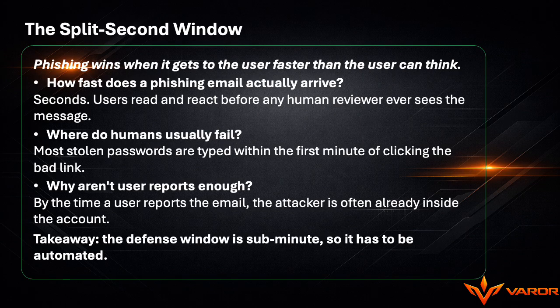The split-second window. Phishing wins when it gets to the user faster than the user can think. How fast does a phishing email actually arrive? Seconds. Users read and react before any human reviewer ever sees the message. Where do humans usually fail? Most stolen passwords are typed within the first minute of clicking the bad link. Why aren't user reports enough? By the time a user reports the email, the attacker is often already inside the account. Takeaway: the defense window is sub-minute, so it has to be automated.